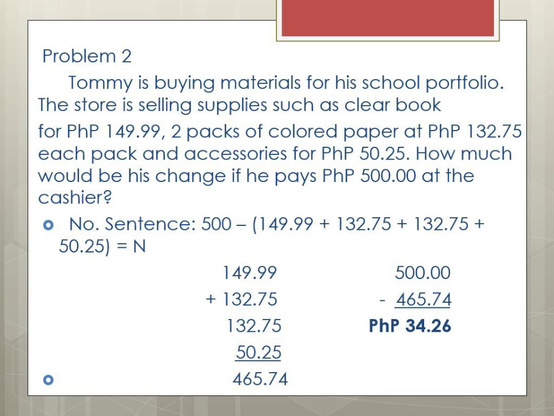Now, you need to subtract the amount from 500 pesos. So we start from 500 pesos minus 465 pesos and 74 centavos. So we need to regroup again. 0 will become 10 minus 4 is 6. 0 will become 9 minus 7 is 2. 0 will become 9 minus 5 is 4. Then 50 will become 49 minus 46 is 3. So the amount of his change is 34 pesos and 26 centavos.